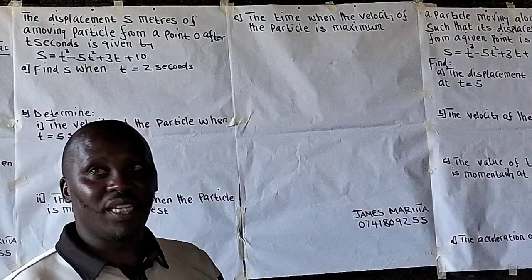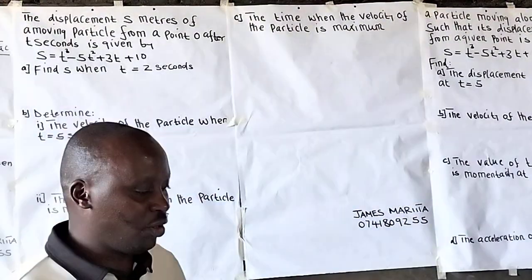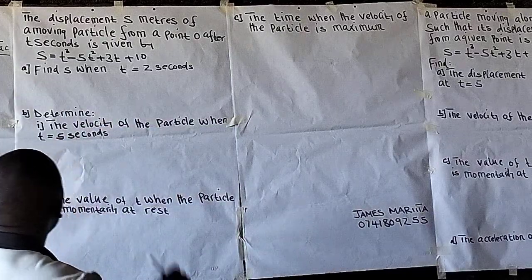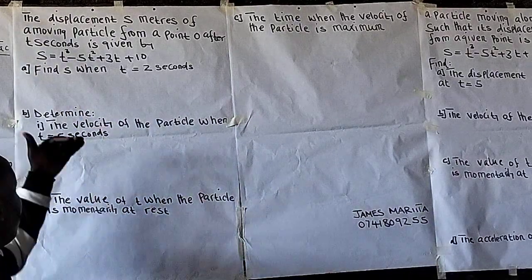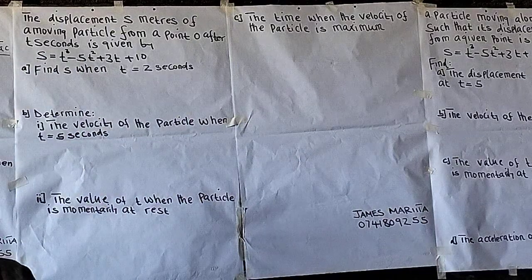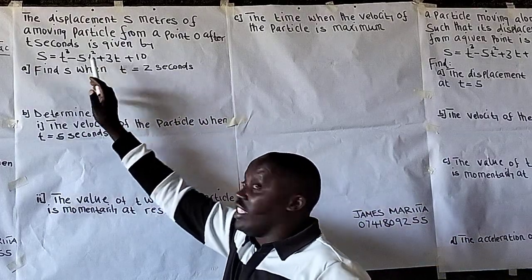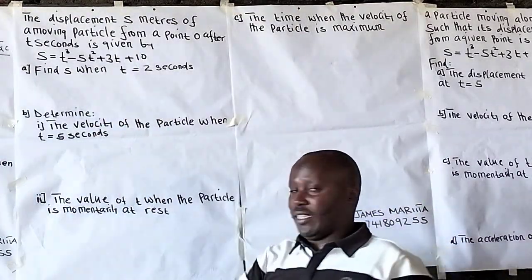The displacement S meters of a moving particle from a point O after t seconds is given by t raised to power 3 minus 5t squared plus 3t plus 10.